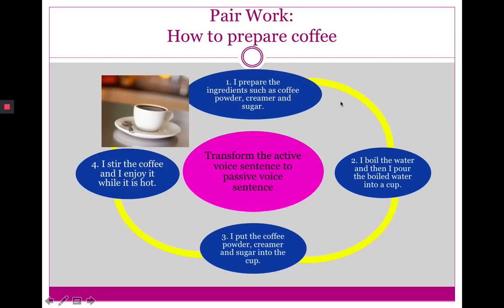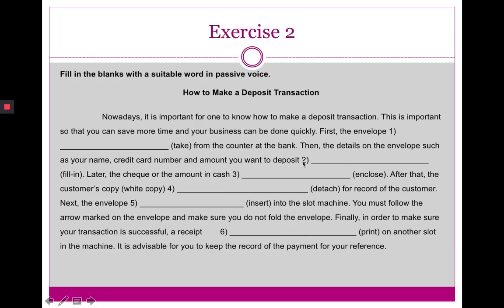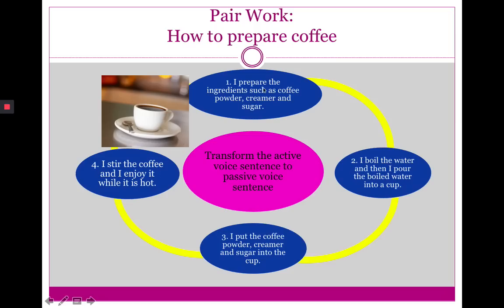Okay. Now the next one, how to prepare coffee. Because this is very simple, right? Very easy. You have been given the verb, and the sentence is already in passive voice. So you just need to add the passive verb here. But for this one, you are given an active voice sentence, and you must change it into a passive voice sentence. Okay, so how are you going to do that?